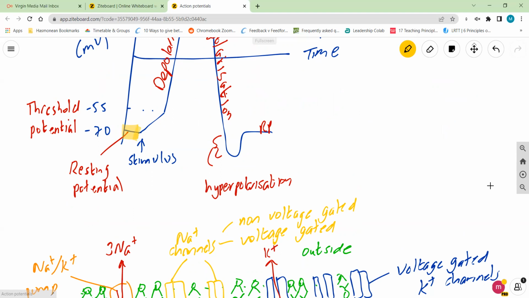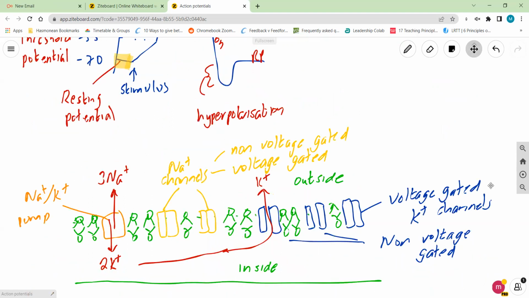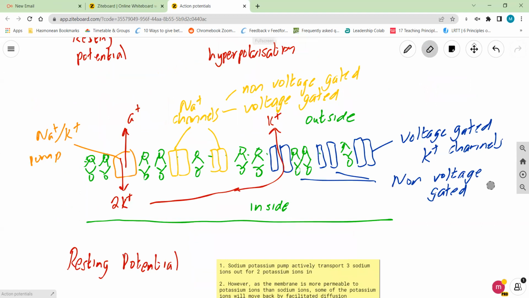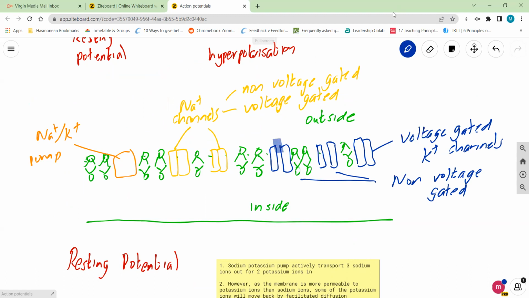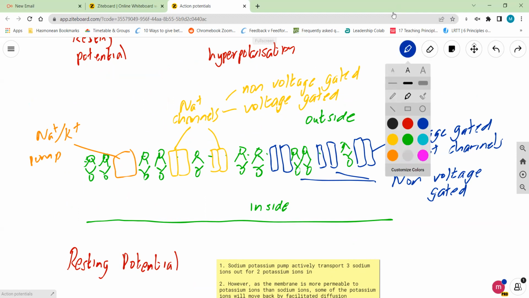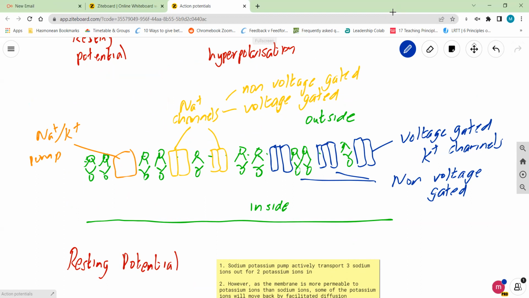Okay, we then get a stimulus. So we need to think, well, what happens when that stimulus comes about? So if we go back to my membrane over here, I'm going to remove my ions. Remove my arrows for a minute. Okay, so what we're going to find is that once we've reached resting potential, then these potassium ion channels will close.